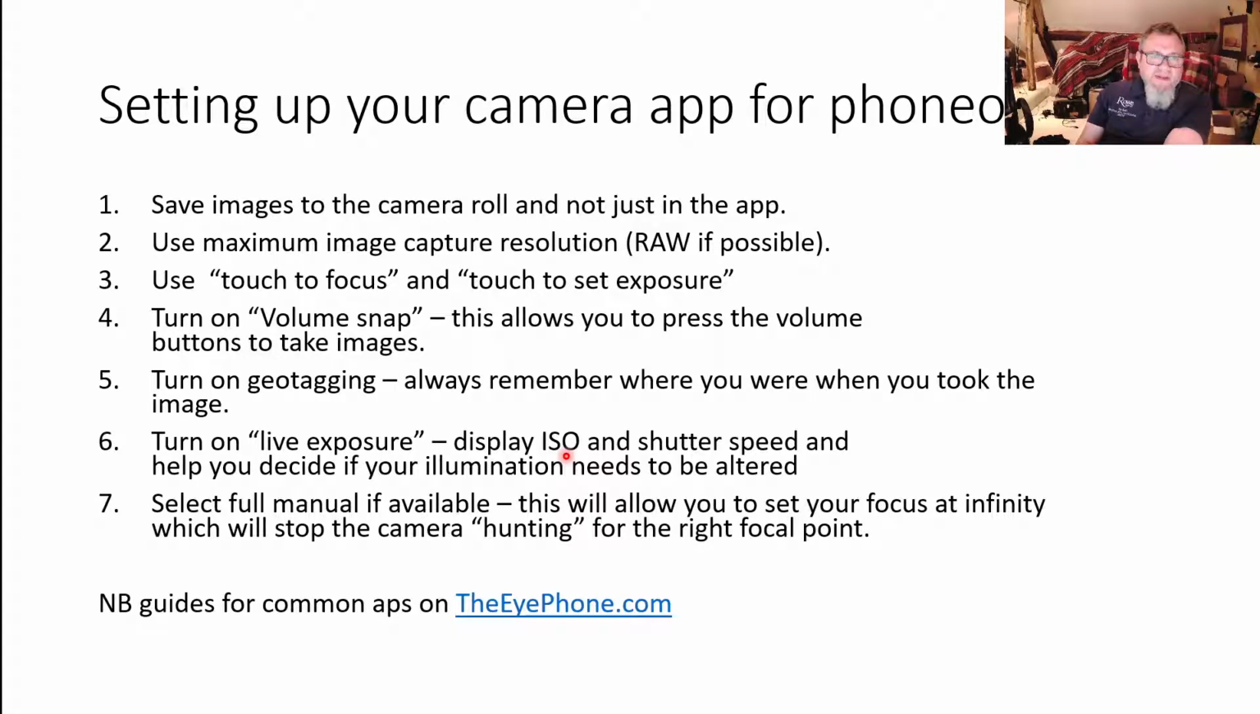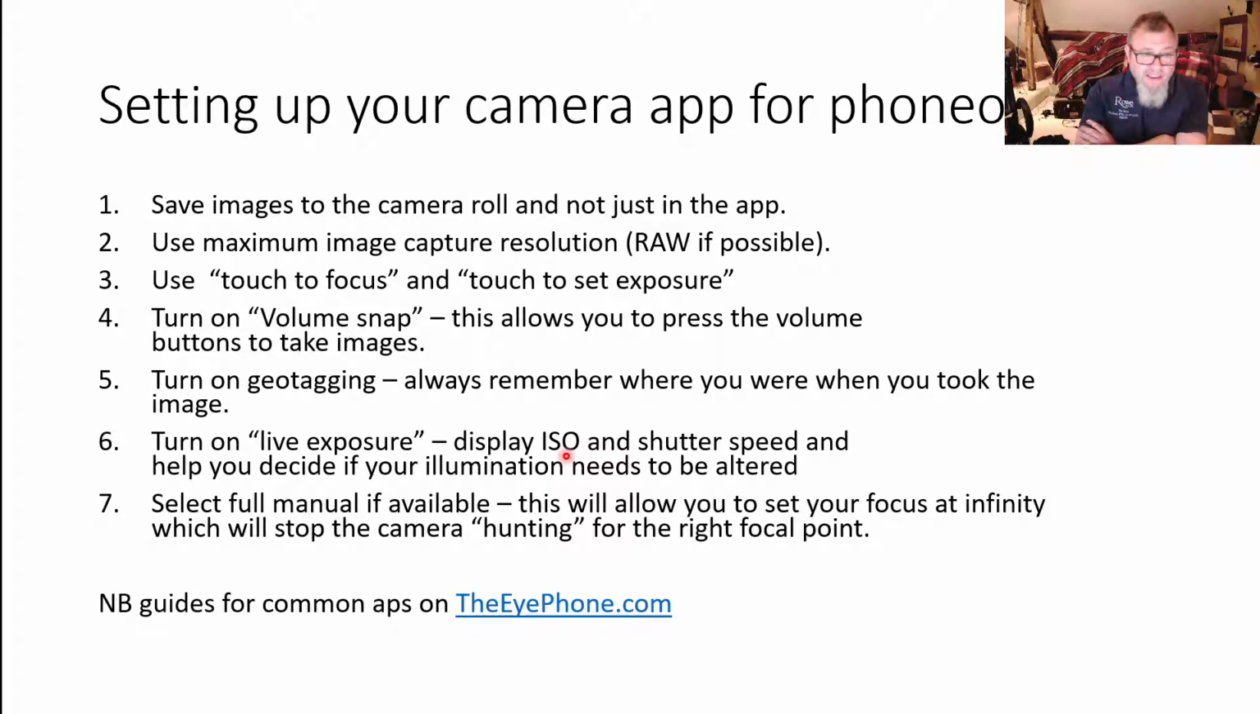So a few more tips about the app itself. Make sure you try and save; most camera apps will have what's called a camera roll, which is a way of saving the photos within the app, rather than to the actual phone itself. That's important because if your app becomes corrupted or gets deleted by accident, you may lose images. You can change the maximum image capture resolution on most apps, so you want that as maximum as possible. And if you have the option to record in RAW, that will also give you even more detail.